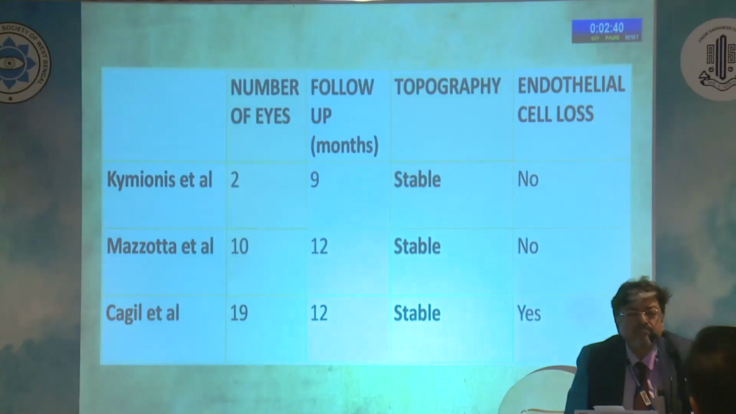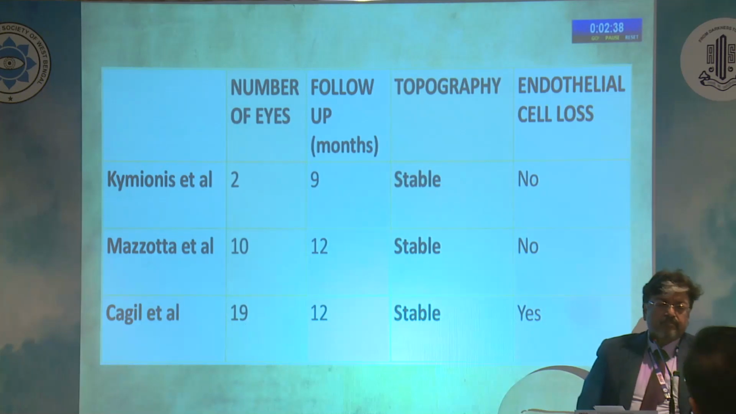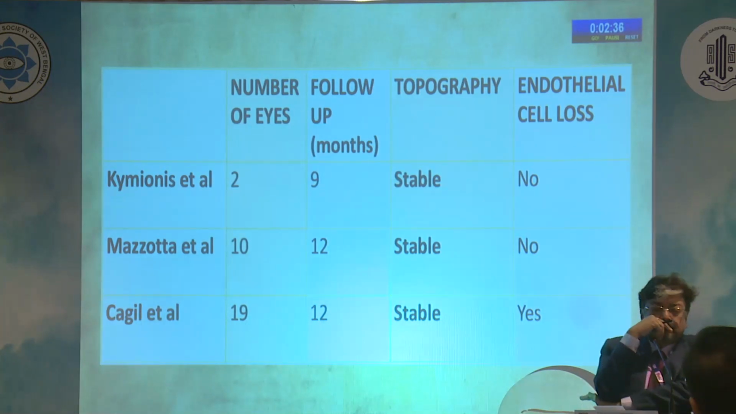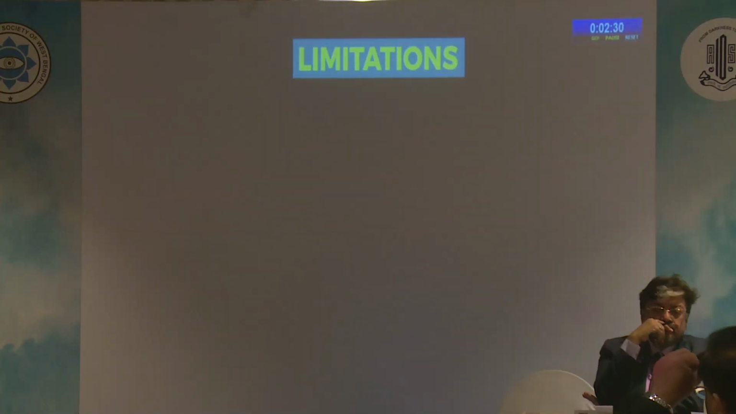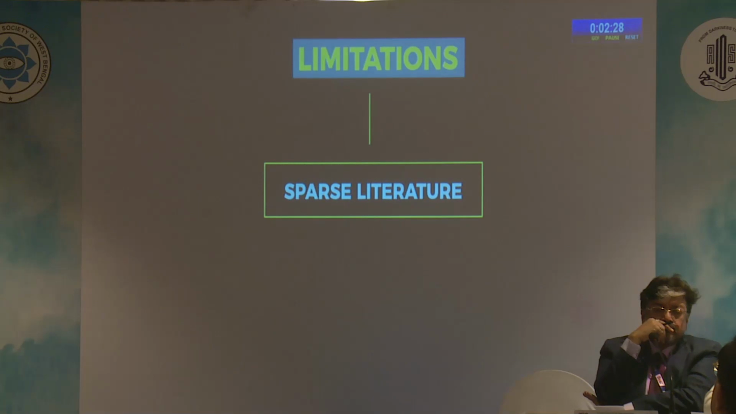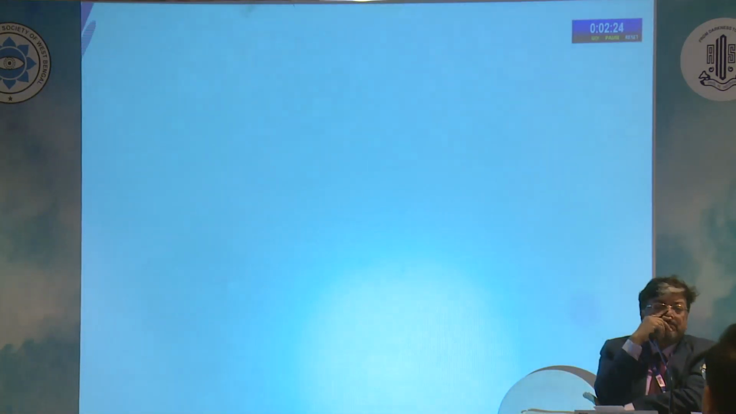While Quiñones et al. and Mazzotta et al. showed a stable topography, Cagle et al. in 2017 reported a significant endothelial cell loss. The efficacy of this procedure is not yet established, since there is a paucity of studies reporting the outcomes of the same. In 2014, Jacob et al.